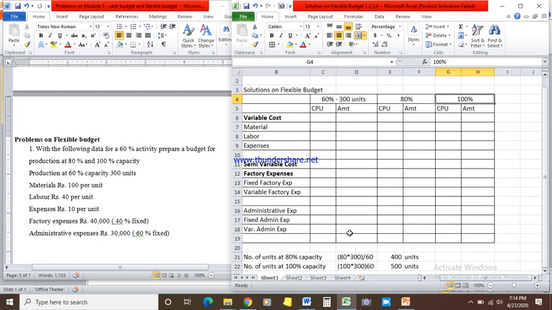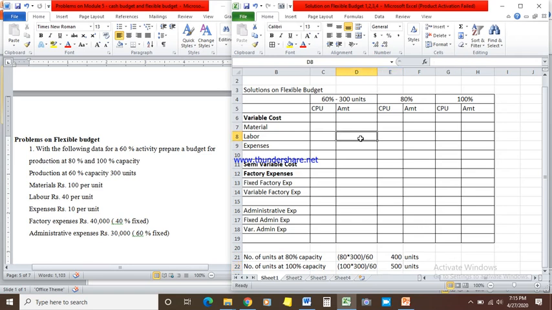So let's do a small working note for that. The number of units at 80% capacity will be 80 into 300 divided by 60, which means if at 60% the company is manufacturing 300 units, at 80% how much? If you do the cross multiplying, that comes to 400 units. Similarly, at 100% capacity, how many units is the company going to manufacture? 100 into 300 divided by 60. If you do, it comes to 500 units.